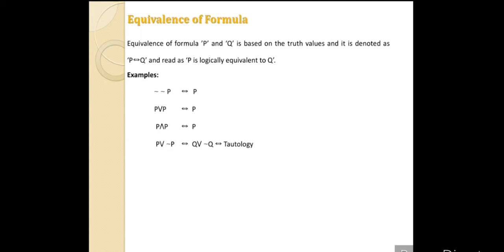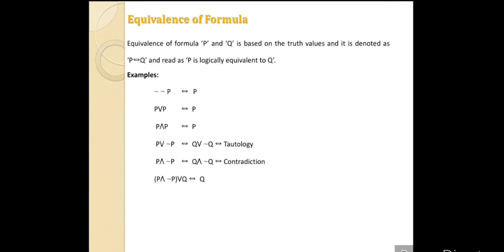P or not P: if we find out the OR of any variable with its negation, that is P or not P, or Q or not Q, then for this all the truth values will be true. That's why here we are saying that P or not P is logically equivalent to Q or not Q, and it is a tautology. And P and not P is logically equivalent to Q and not Q, means any variable AND with its negation always has all the values false. That's why we have said that it is a contradiction.